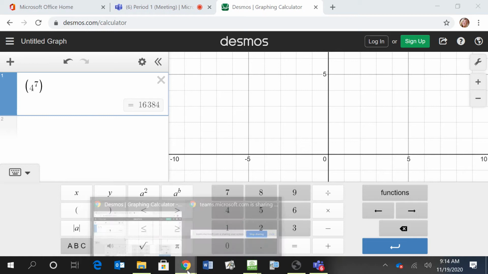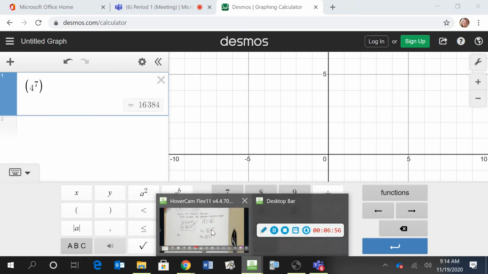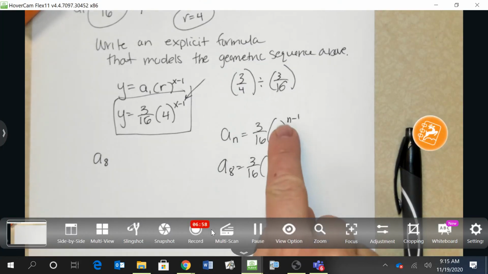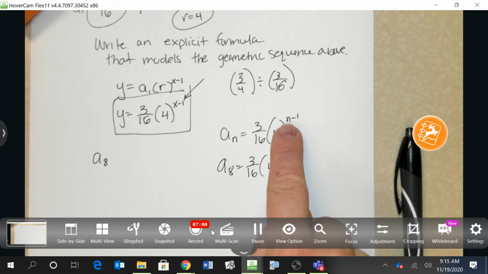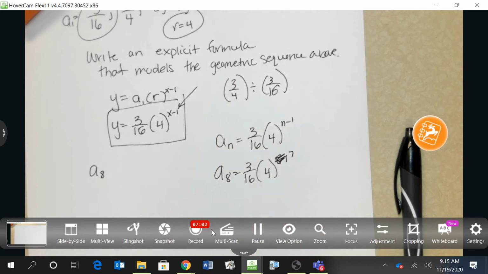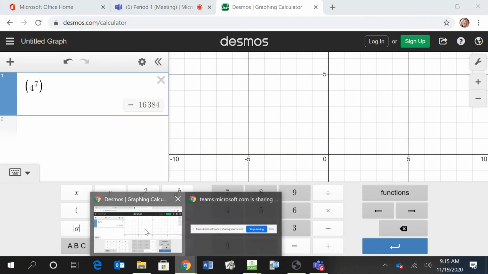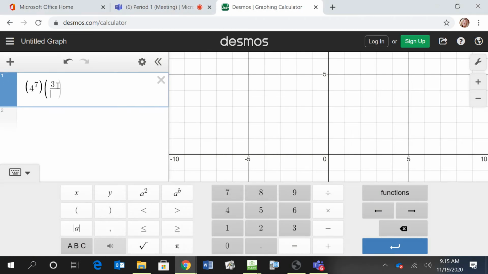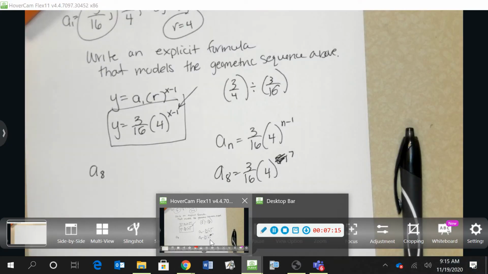So I've taken care of this portion right here. Why is it to the 7th and not to the 8th? Because 8 minus 1, the 8th number in the sequence, 8 minus 1 is 7. And now I'm going to take it times the quantity 3/16. So this is my amount. So more importantly, what does that mean?